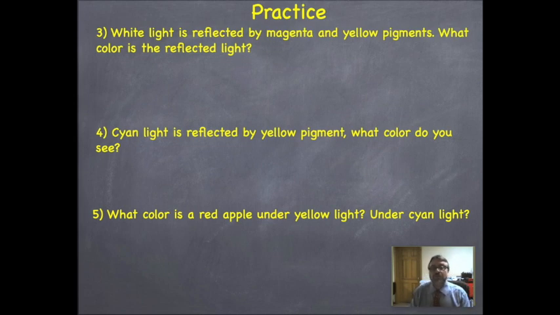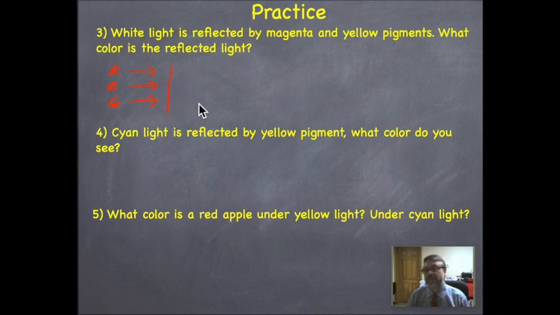All right, so some practice problems. So I have white light reflected by magenta and yellow pigments. What color is the reflected light? Okay, so let me turn the pen back on. I'm starting with white light, which again I will now represent as red, blue, and green. It's first going through a magenta pigment.